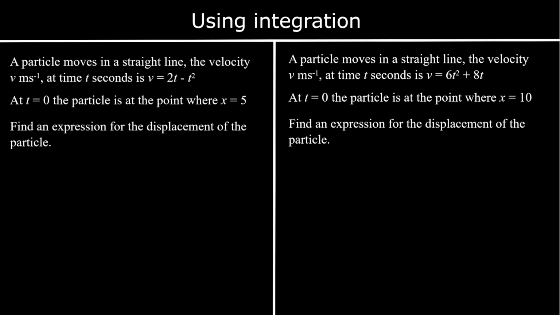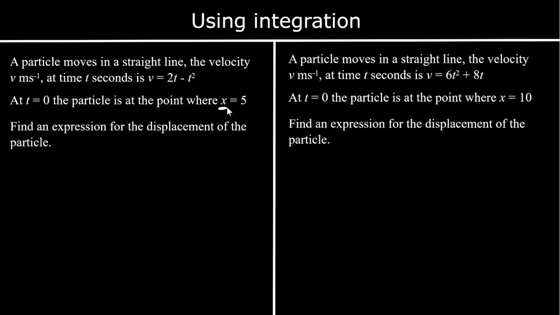In this video, we are using integration with our functions of time. Let's look at the first question. A particle moves in a straight line. The velocity v meters per second at time t seconds is v equals 2t minus t squared. At t equals 0, the particle is at the point where x, which is the displacement, equals 5.